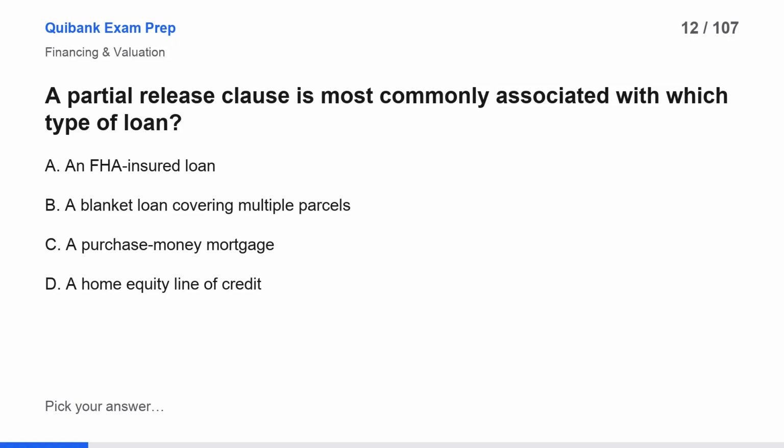Question 12. A partial release clause is most commonly associated with which type of loan? A. An FHA-insured loan. B. A blanket loan covering multiple parcels. C. A purchase money mortgage. D. A home equity line of credit.